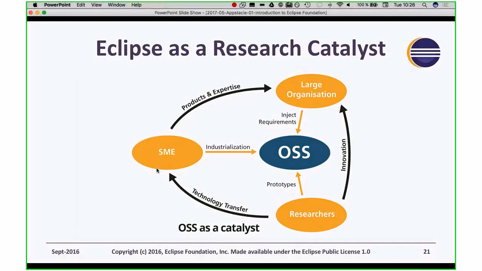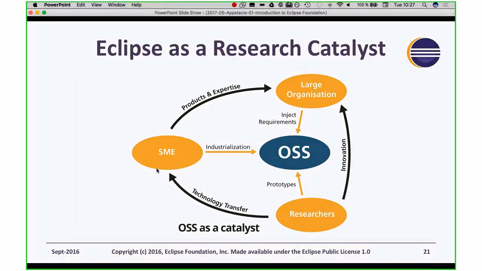It matched perfectly with Eclipse's vision of open source. For Eclipse, open source is a catalyst between large organizations, researchers, and SMEs. For us, large organizations are here to inject requirements. Researchers are here to make prototypes, and SMEs are here for industrialization of these prototypes.